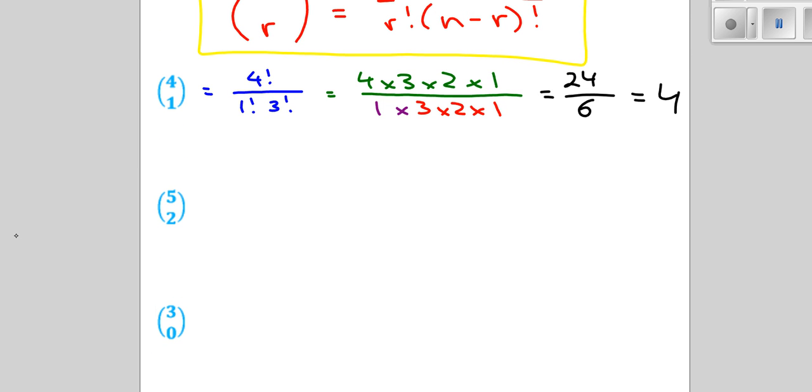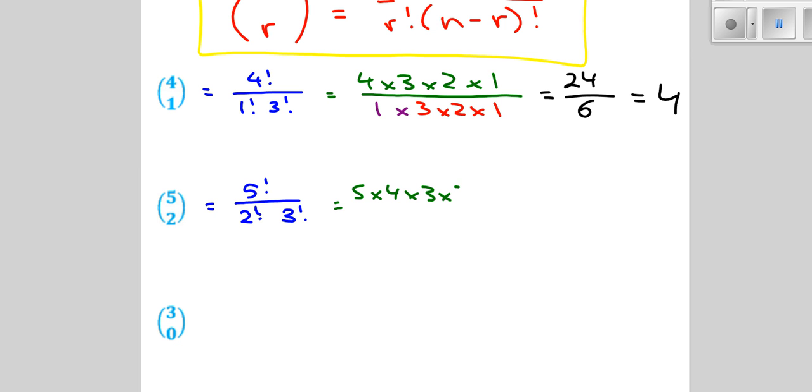So I'll start to look through these. 5 factorial over 2 factorial, 5 minus 2 factorial, which is 3. 4 times 3 times 2 times 1, 2 times 1. So you might prefer to cancel down. 1 and 1, 2 and 2, 3 and 3. And if you want to, you can cancel further, but I'm just going to leave it as this. 20 over 2. Did you get 10 for your answer?